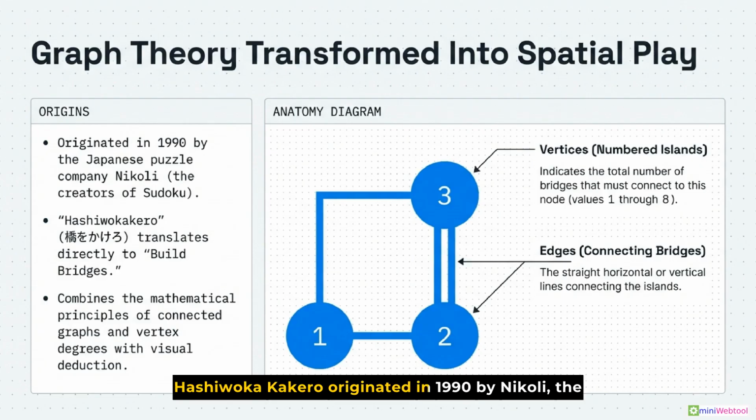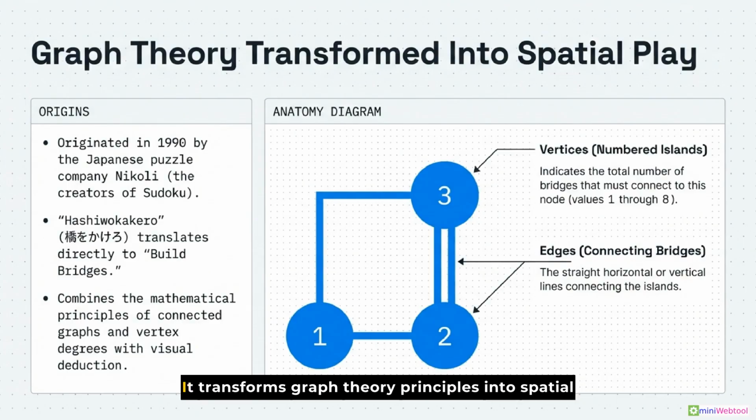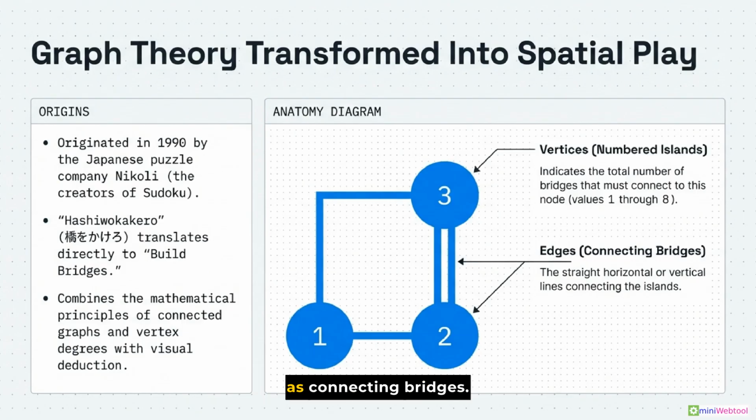Hashiwokakero originated in 1990 by Nikoli, the creators of Sudoku. The name translates to build bridges. It transforms graph theory principles into spatial play, using vertices as numbered islands and edges as connecting bridges.